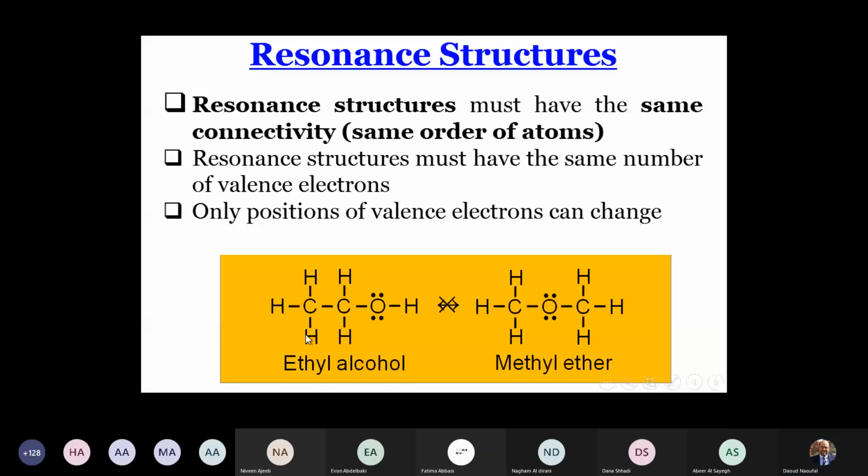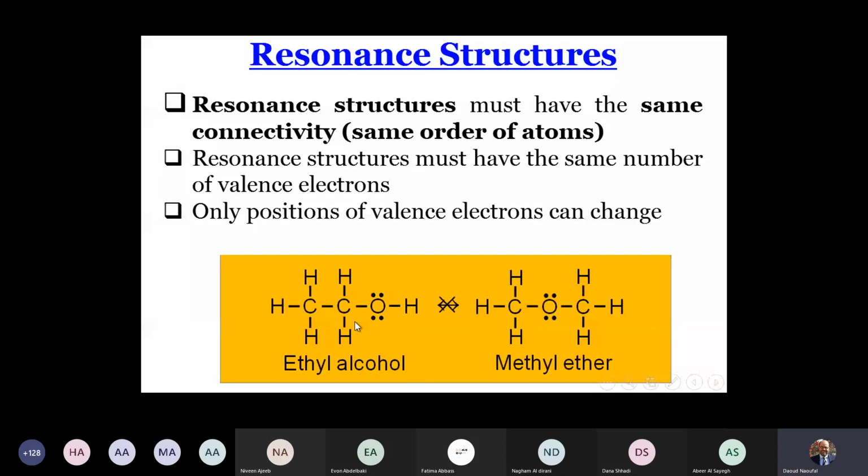Consider this example. In the first, we have 2, 4, 6, 8, 10, 12, 14, 16, 18, 20 electrons. In the second, the total valence electrons is 2 plus 2, 4, 6, 8, 10, 12, 14, 16, 18, 20. So these two structures have the same total valence electrons, but they don't have the same connectivity. In the first, we have H, C, C, OH. In the second, the order is H, C, O, C, H. So these two structures are not resonance structures.